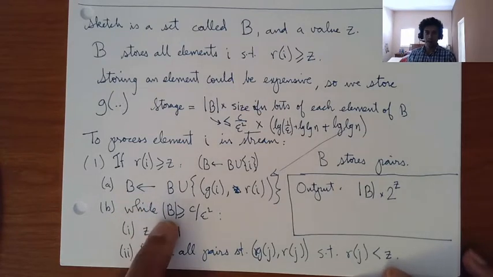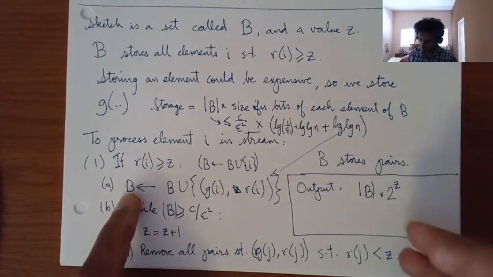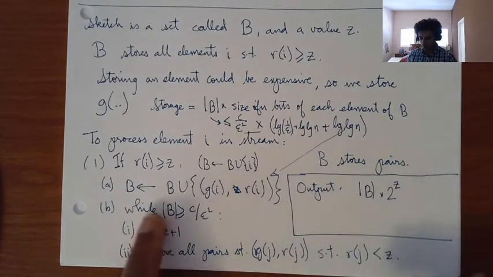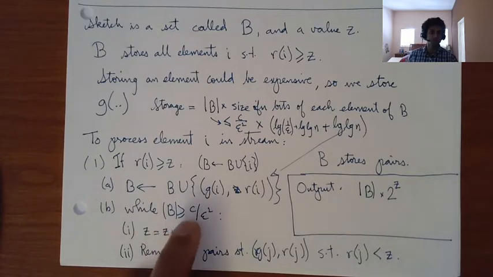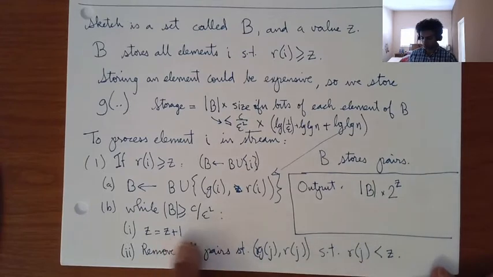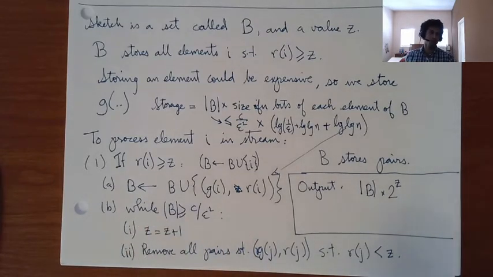Now, we keep adding these pairs to B. If B becomes too large, we will reduce its size. So how will we reduce the size? Suppose B crosses some size threshold, C over epsilon square. We are now going to increment Z, and we're going to remove all pairs such that Rj is strictly less than Z. So you go over all the pairs, you remove everything less than Z, and you increment Z. You keep doing this until B is strictly less than C over epsilon square.